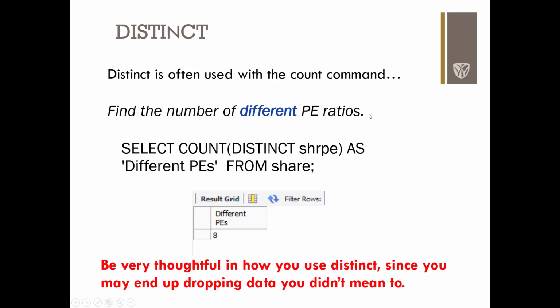So for example, maybe we want to find the number of different PE ratios. So let's take a look at every share within our table, within our database. Find out how many of them have a different PE ratio. So in this case, I could use select count distinct share PE as different PE. So again, we're going to give our new column a different name from our share table, and you can see the result is 8. So it's saying that there are 8 shares within our table that have different PEs.